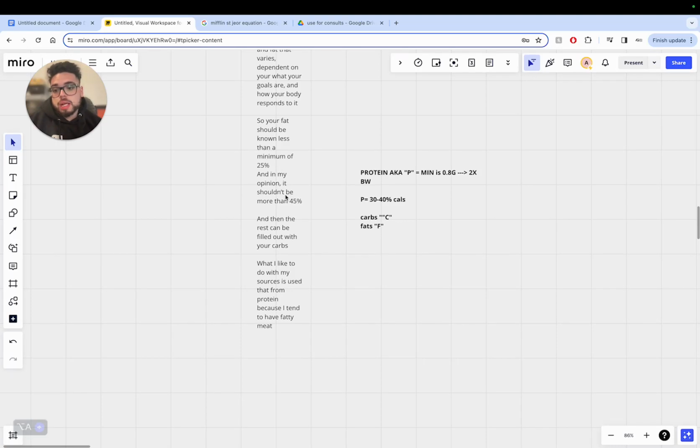And yeah, so what I like to do is get my macros from my fat sources. I just use that, like red meat. I don't tend to eat a lot of lean protein sources, and if I do, then I add a fat to that. But yeah, that's the breakdown of your macros.